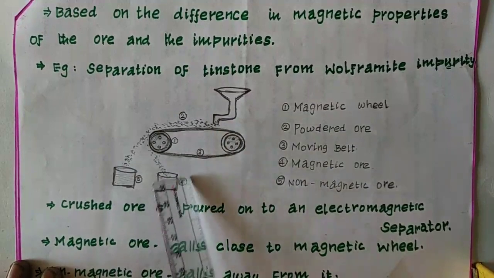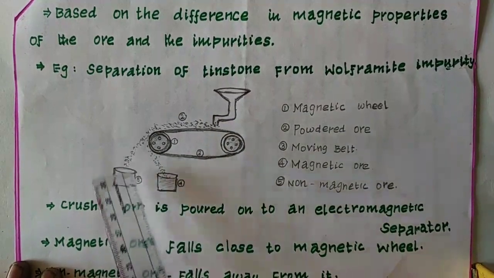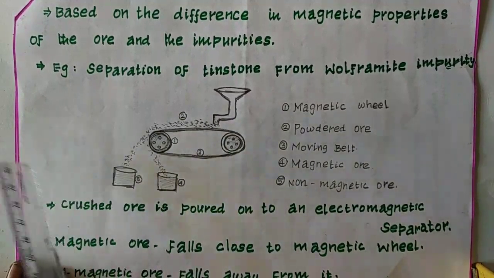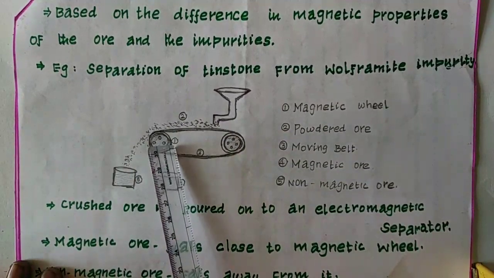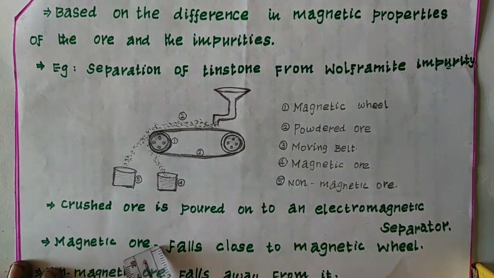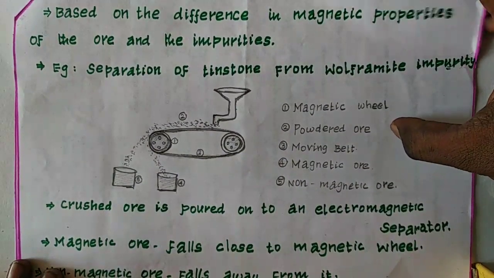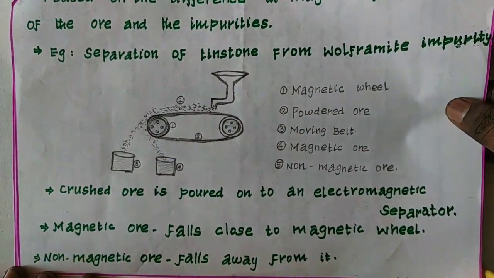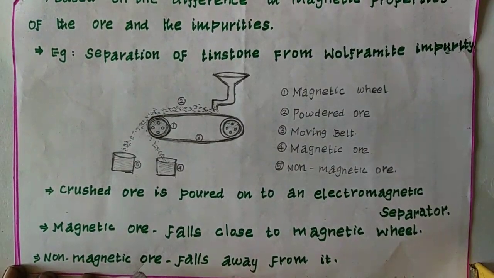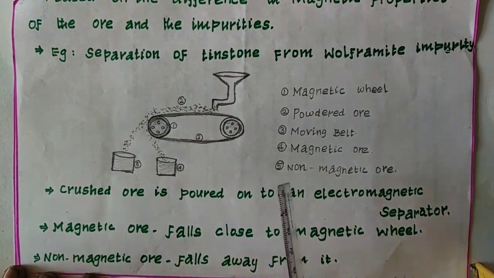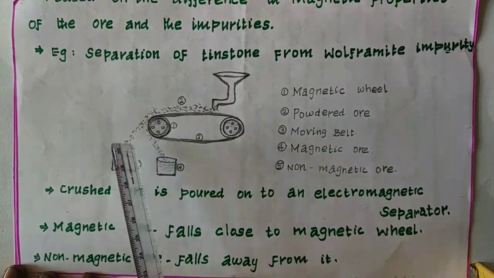The magnetic parts are collected near the magnetic wheel, whereas the non-magnetic parts are collected away from this wheel. So that is given here. The magnetic ore falls close to the magnetic wheel and the non-magnetic ore falls away from it. Okay, the non-magnetic gangue particle falls away from it. So by this process, the ore is separated from the gangue.